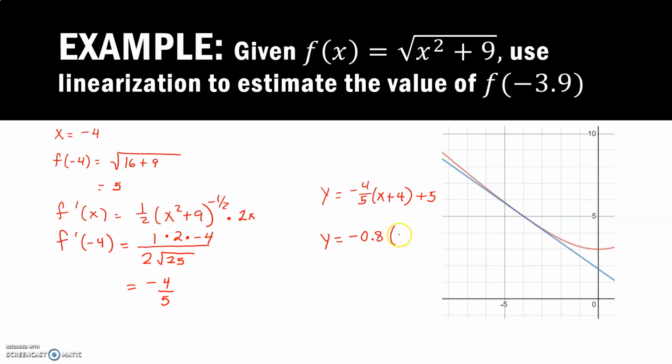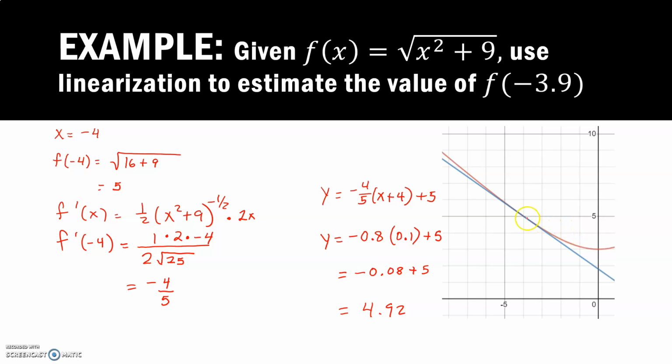And then if I use negative 3.9, I have y is equal to negative 0.8 times 0.1 plus 5. So negative 0.08 plus 5. Good, thank you. So our estimate is 4.92.